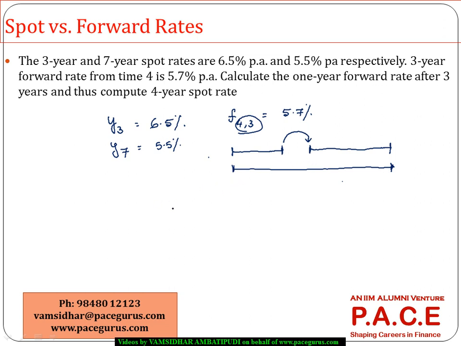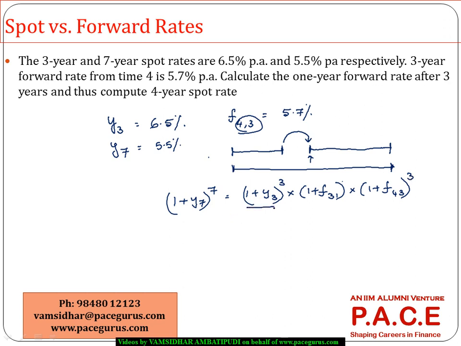How do I get that? As per our equality of the relationship, 1 plus y7 to the power 7 should be equal to 1 plus y3 cube, multiplied by 1 plus f31, meaning the 1-year forward rate 3 years from now. So I have come here and this I'll take as f43 to the power 3.